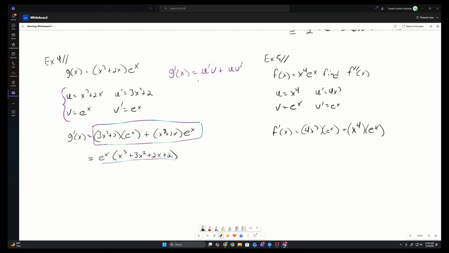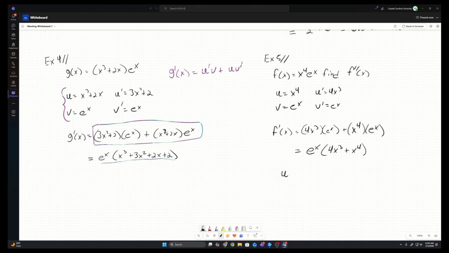Now, if I do what I did in example 4, it's going to make my life a little bit easier, because we notice there are two products. If I factor out the e to the x, we're left with 4x cubed plus x to the 4th as our answer. But technically we're not done. We've got to do it again. So it happens here with f double prime.